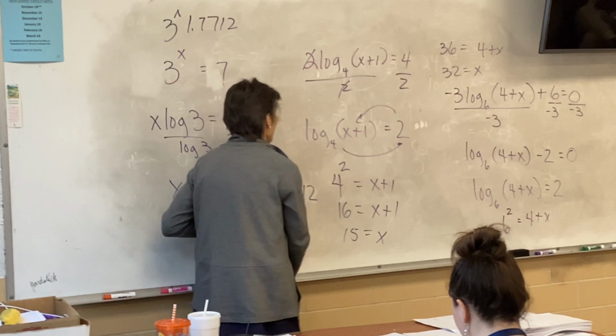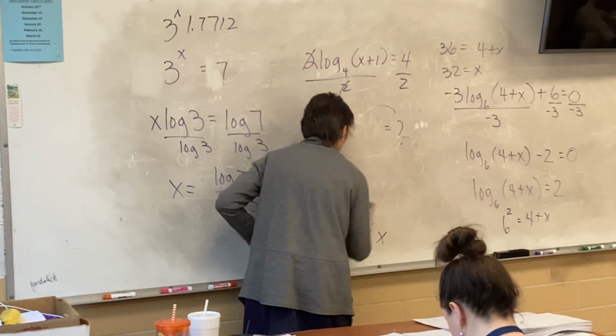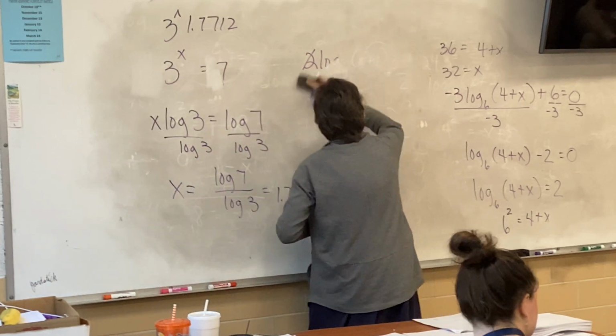So cool. All right, let's try the next one. 4 to the x equals 10.